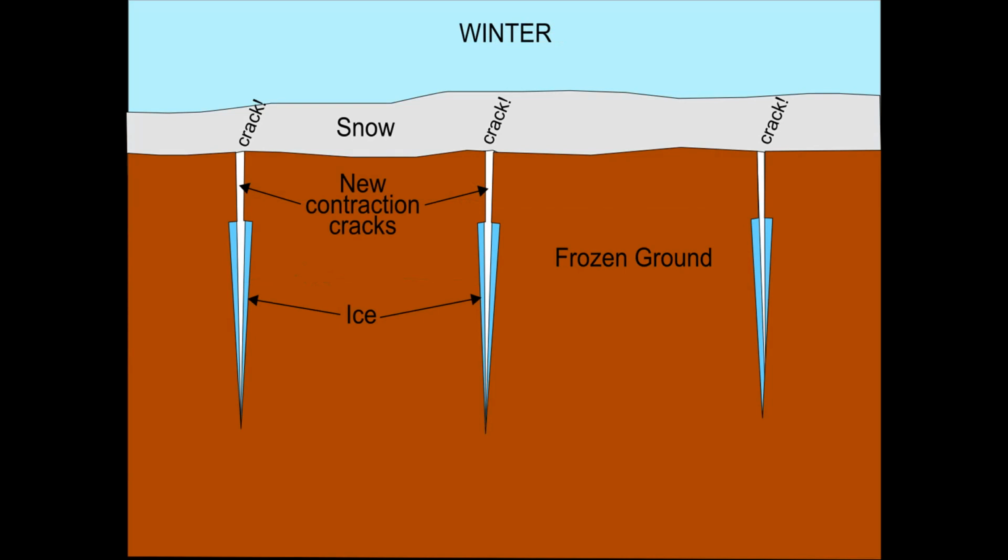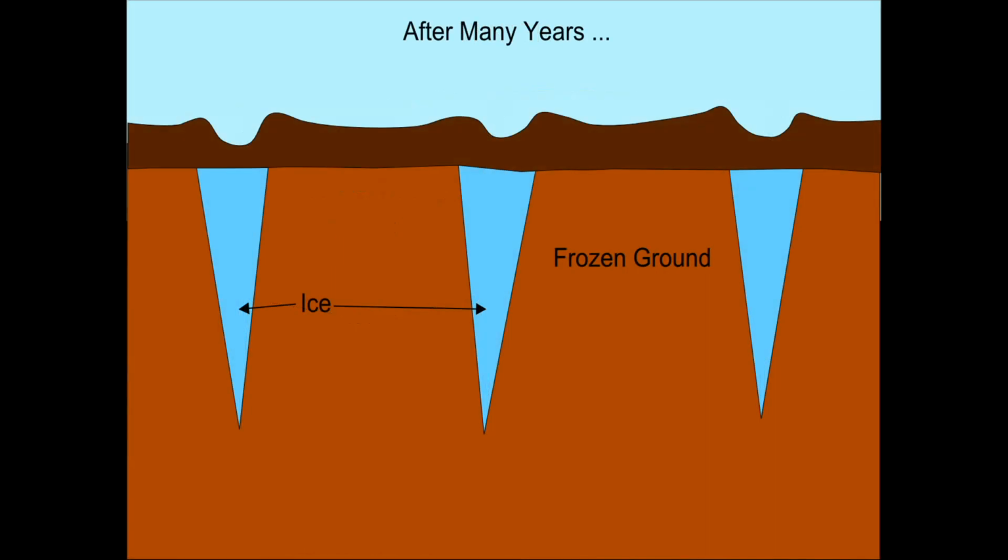Winter. A layer of snow is once again on top of the frozen ground. New contraction cracks appear, splitting the existing ice wedges and widening them. Cracking in following winters occurs in the same place and the wedge grows wider. After many years, the wedges are very wide, and the thawed ground shows small ridges and dips above each wedge. Over centuries, the wedges can get very wide, sometimes nearly as wide as the soil in between them.